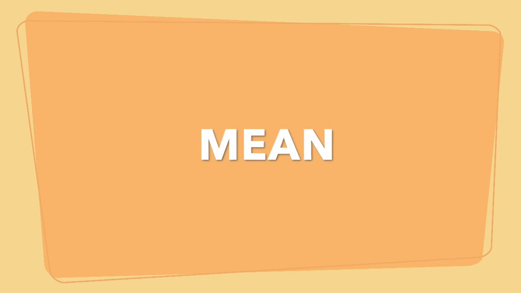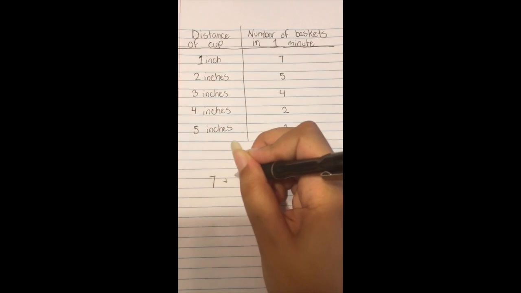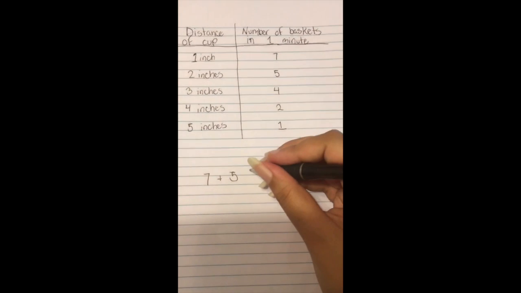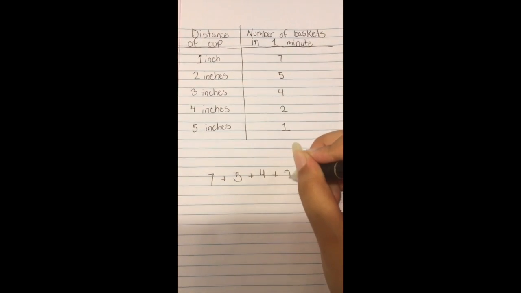Mean is determined by adding all the scores together, then dividing by the number of scores. This is an example of finding the mean by adding up all of the scores from the same dataset and dividing by however many scores there were.